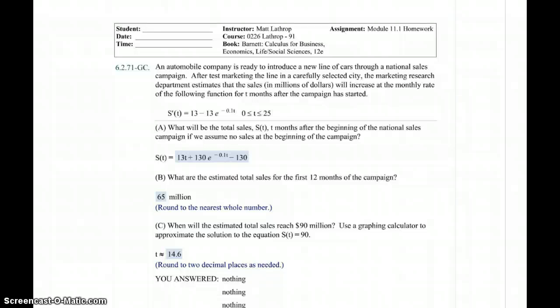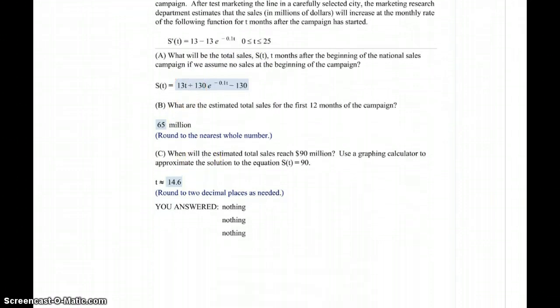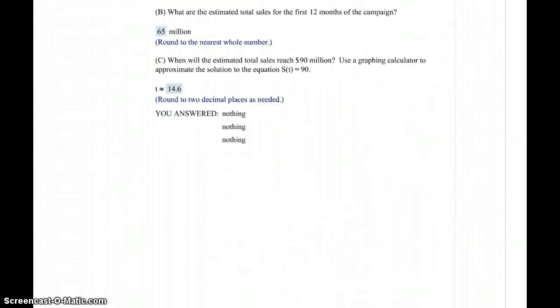After test marketing the line in a carefully selected city, marketing research estimates the sales will increase at a monthly rate of S prime of t. So this is the derivative of our sales function. So we want to find the sales function, S of t, when we know that at the beginning of the campaign, there were no sales. So we've already got the answers mapped out here, but let's go ahead and take a look at how we would arrive at each of these results.